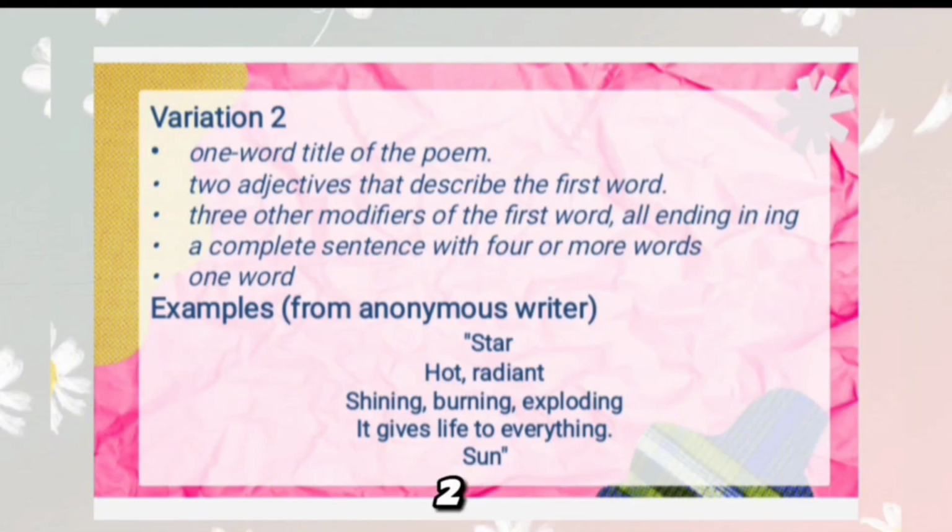Variation 2. One word title of the poem, which is the star. Two adjectives that describe the first word: hot, radiant. Three other modifiers of the first word, all ending in ing: shining, burning, exploding. A complete sentence with four or more words: gives life to everything. The last is one word: sun.